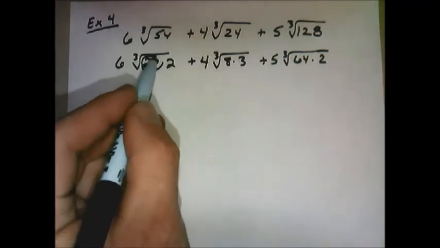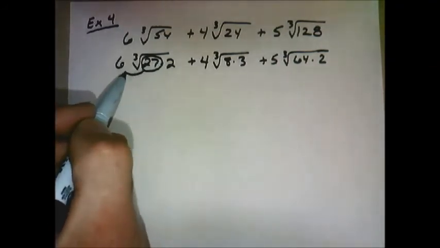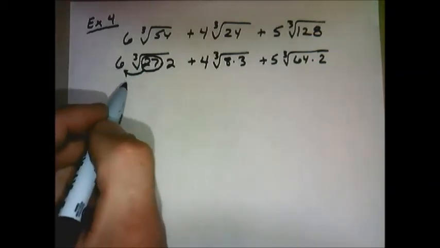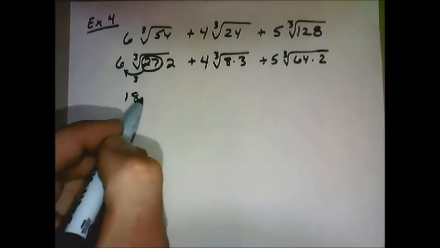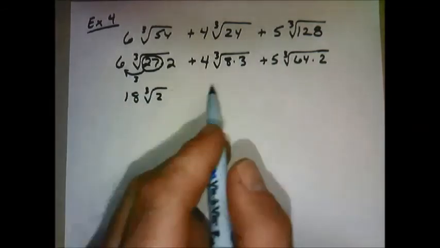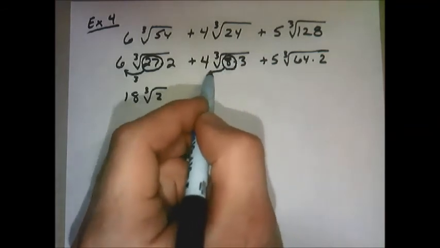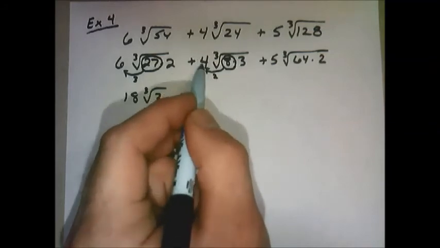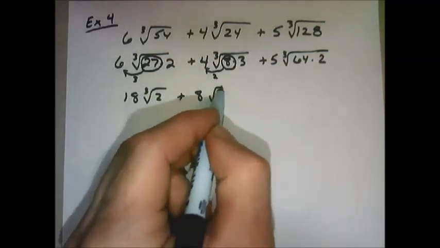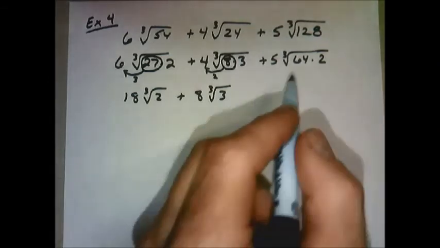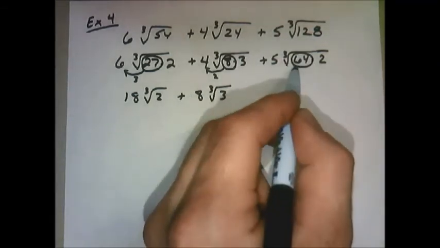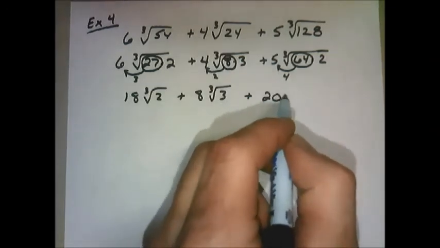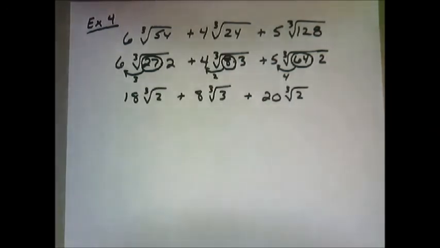So I can go ahead and take the third root of 27 out of my first radical. Third root of 27 is 3. Remember, it multiplies to the number outside. So I end up with 18 third roots of 2. The third root of 8 in the second radical comes out as 2. So 2 times the 4 that's out there gives me 8 third roots of 3. The third root of 64 in my third radical is 4. 4 times the 5 gives me 20 third roots of 2.